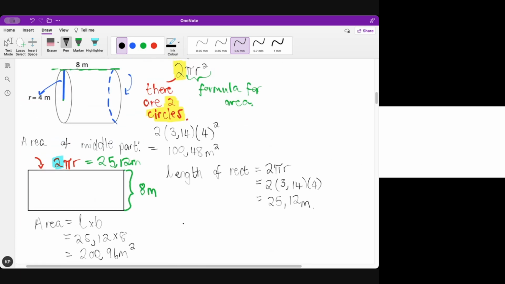Now to get your total surface area, you say the area of the 2 circles, which was 100,48, plus the area of the middle part, which is 200,96, and that gives us plus 100,48. That is 301,44 meters squared.